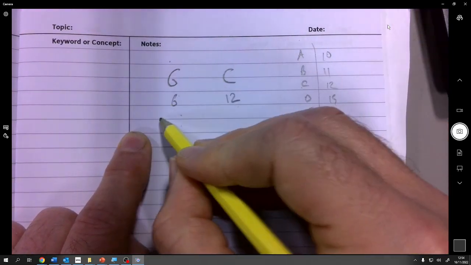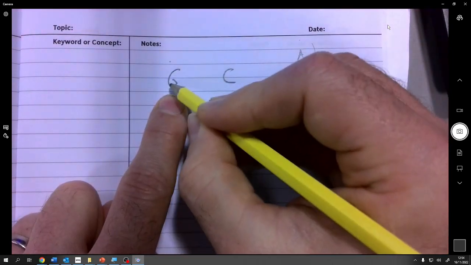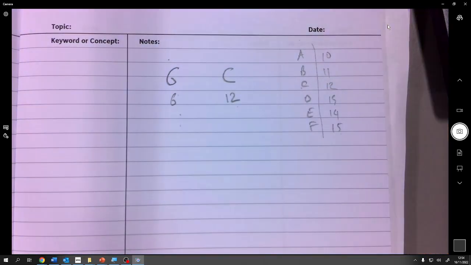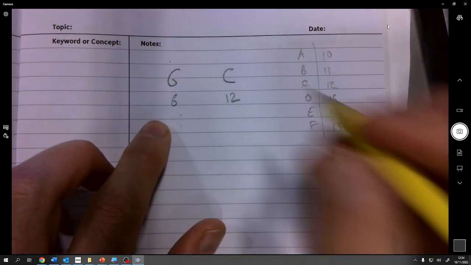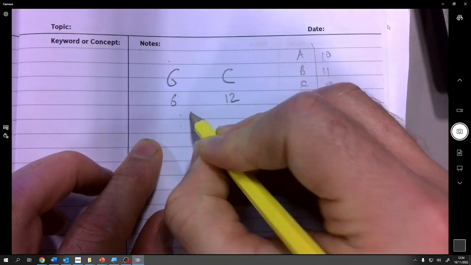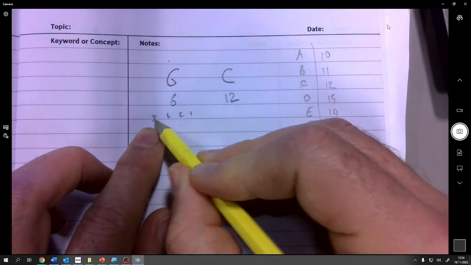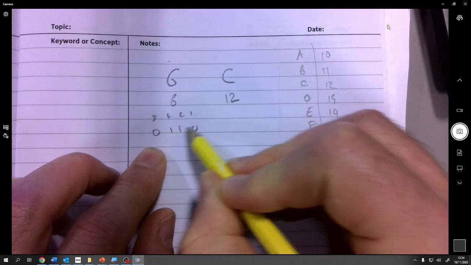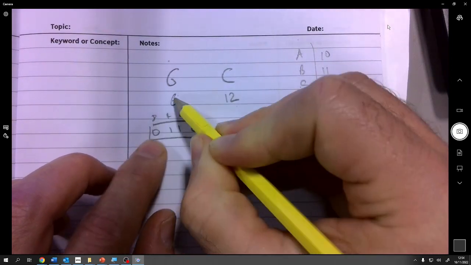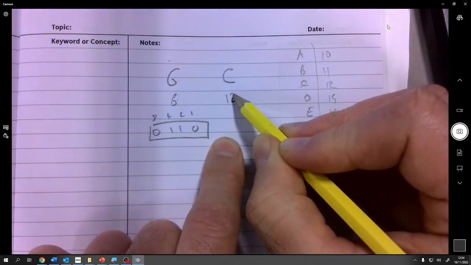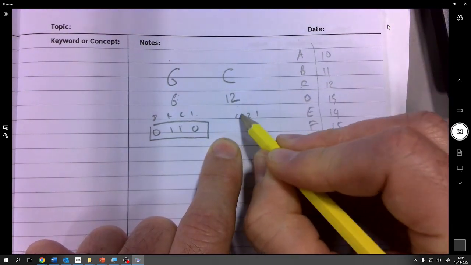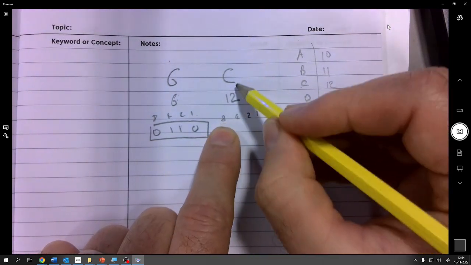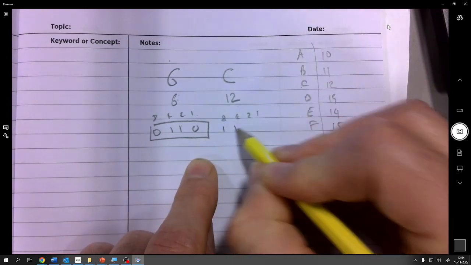Next, we know that every character in hex is worth how many bits? 4 bits. For 6, well, that's easy. We've got 1, 2, 4, and 8. What do we need to add together to get 6? Well, it's just 4 and 2. So 0, 1, 1, 0 is 6 in binary. And we do exactly the same for 12. So 1, 2, 4, and 8. What do we add together? It's 8 and 4.